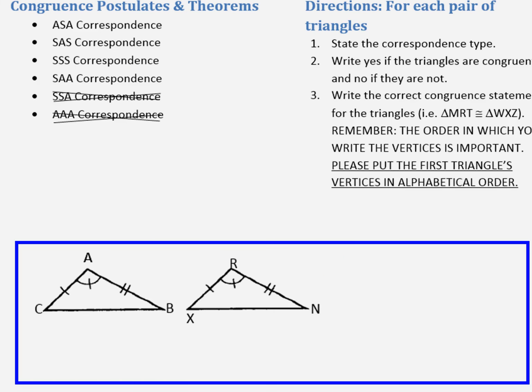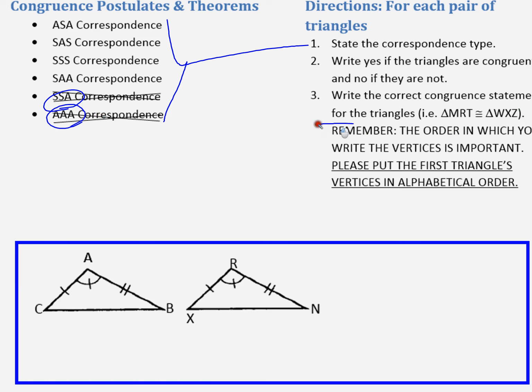Here are a few examples of the worksheet that we're going to work on. I notice that I cut some of this off while videoing, but here's what I just wrote. We're going to state the correspondence type, which are these things right here. We're even going to state this correspondence, which is still a correspondence, but they don't work. We're going to write yes if the triangles are congruent and no if they're not, and then write the correct congruent statement for the triangle.